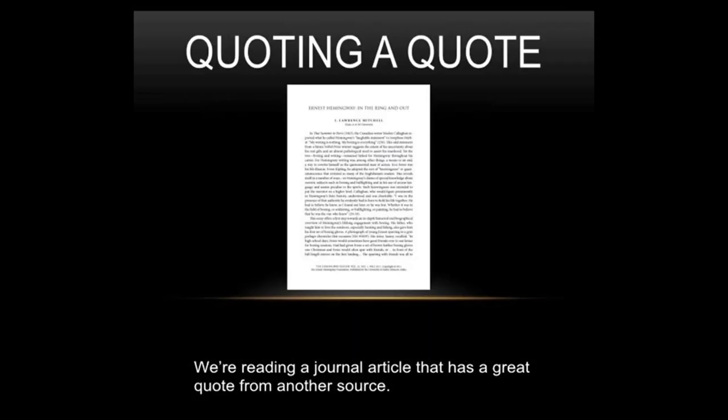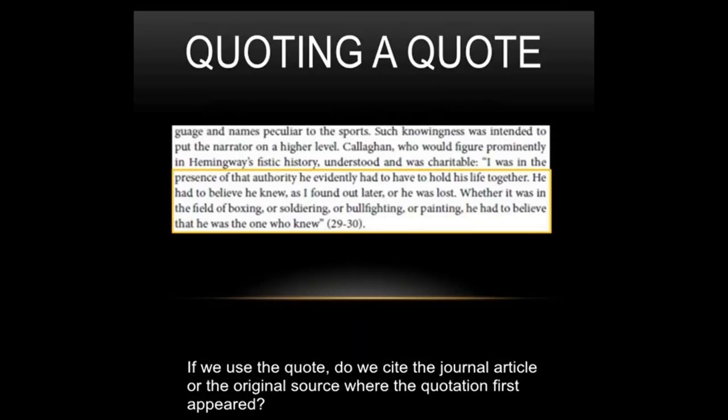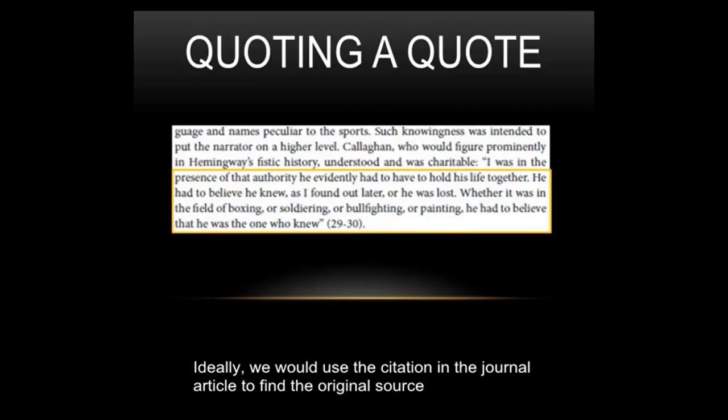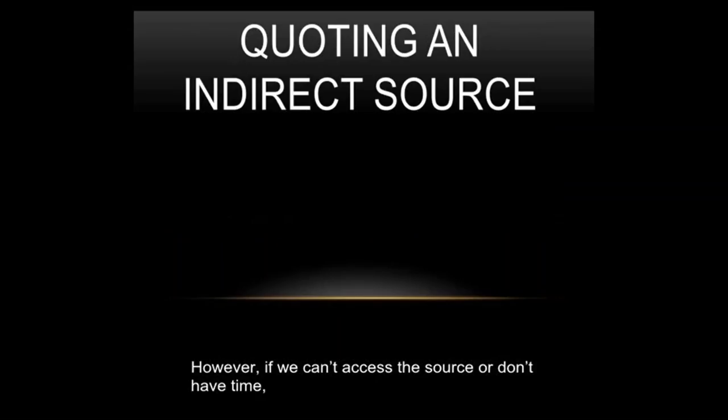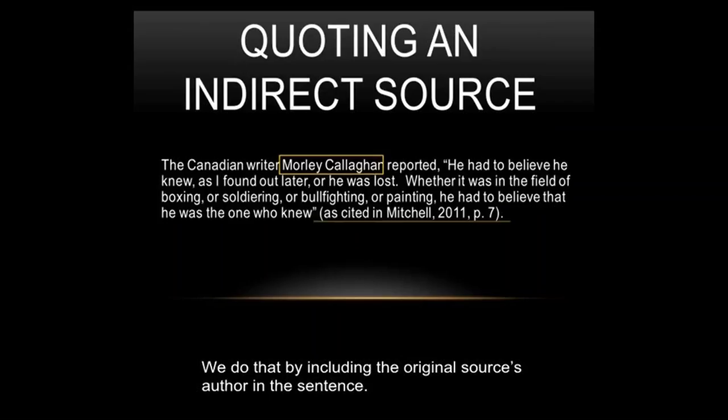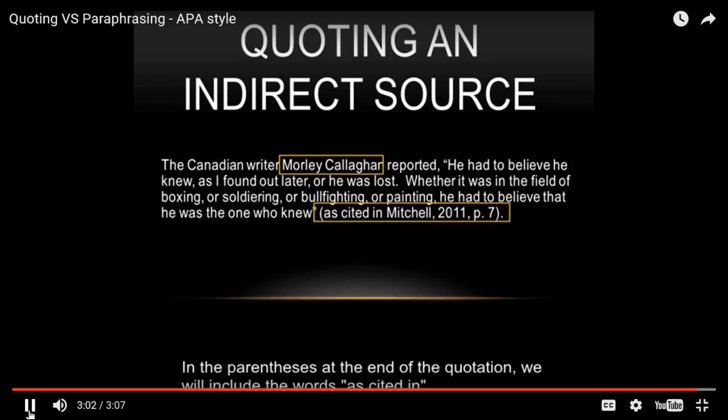We're reading a journal article that has a great quote from another source. If we use the quote, we can cite the journal article or the original source where the quotation first appears. Ideally, we would use the citation in the journal article to find the original source and then cite the quotation from there. However, if we can't access the source or don't have time, we can cite the quote as an indirect source. We do that by including the original source's author in the sentence. In the parentheses at the end of the quotation, we will include the words "as cited in," and then the author, date, and page number of the secondary source.